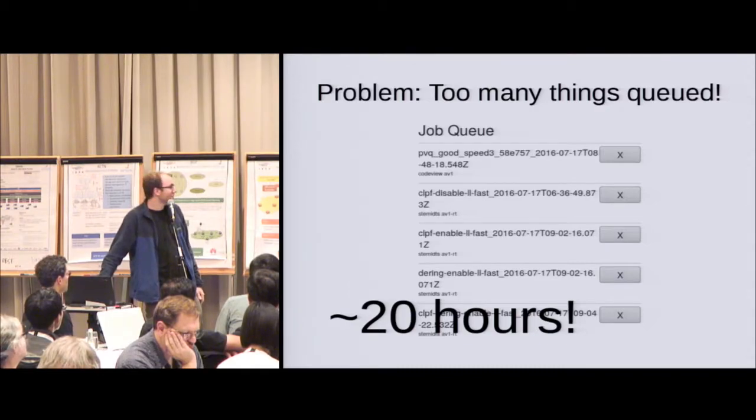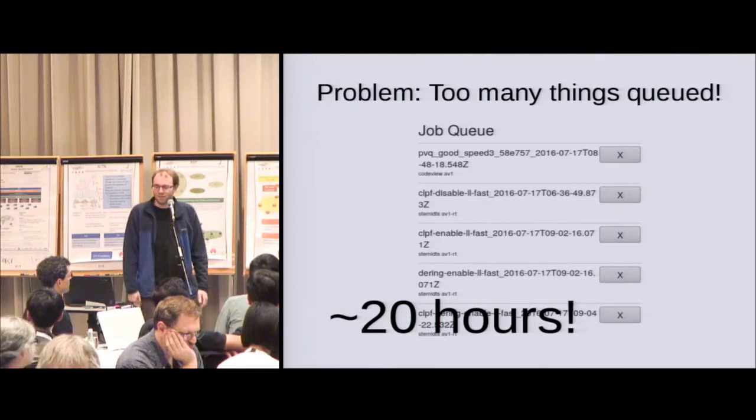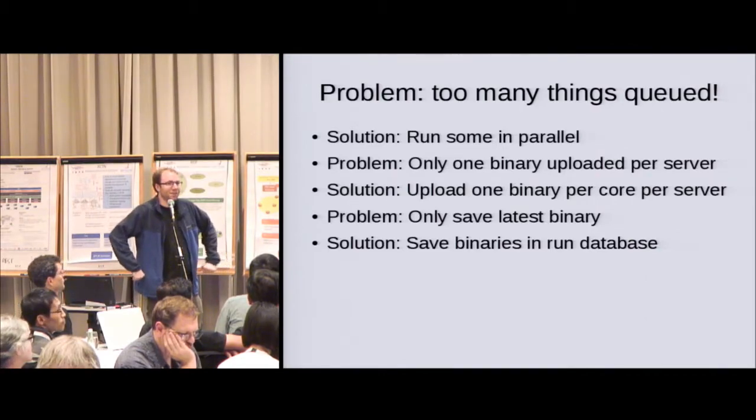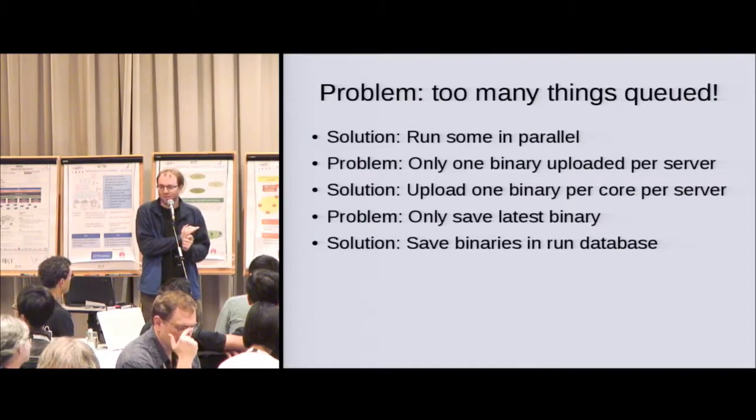So then that's what I started working on. We need to fix this somehow. The solution to this problem is run everything in parallel. And then I got down the crazy dependency chain of that. So I ran some in parallel, then I had a problem. In our testing thing, we only have one binary compiled and uploaded per server, so I needed to upload potentially multiple different things per server, which I implemented.